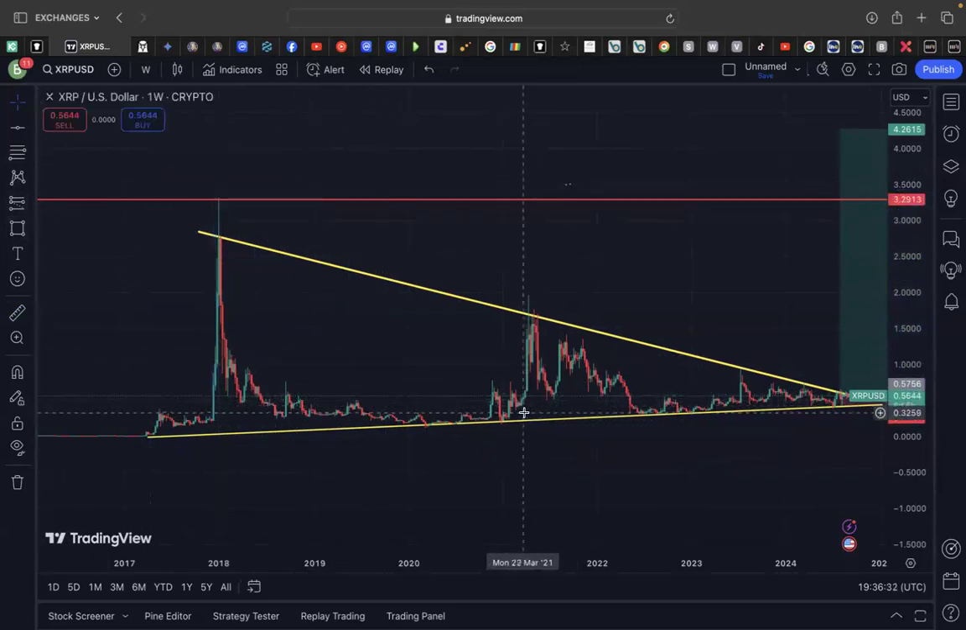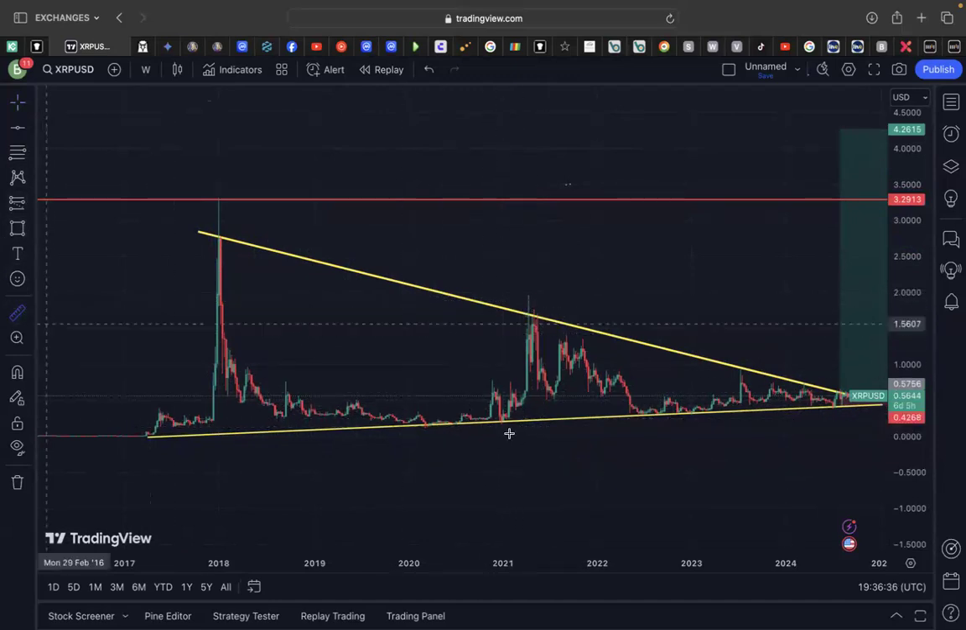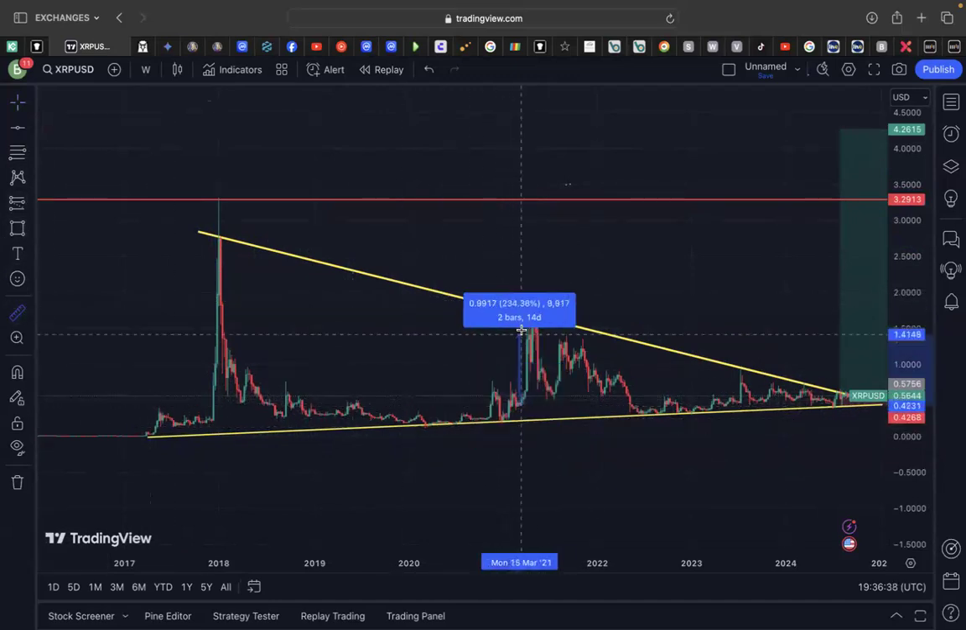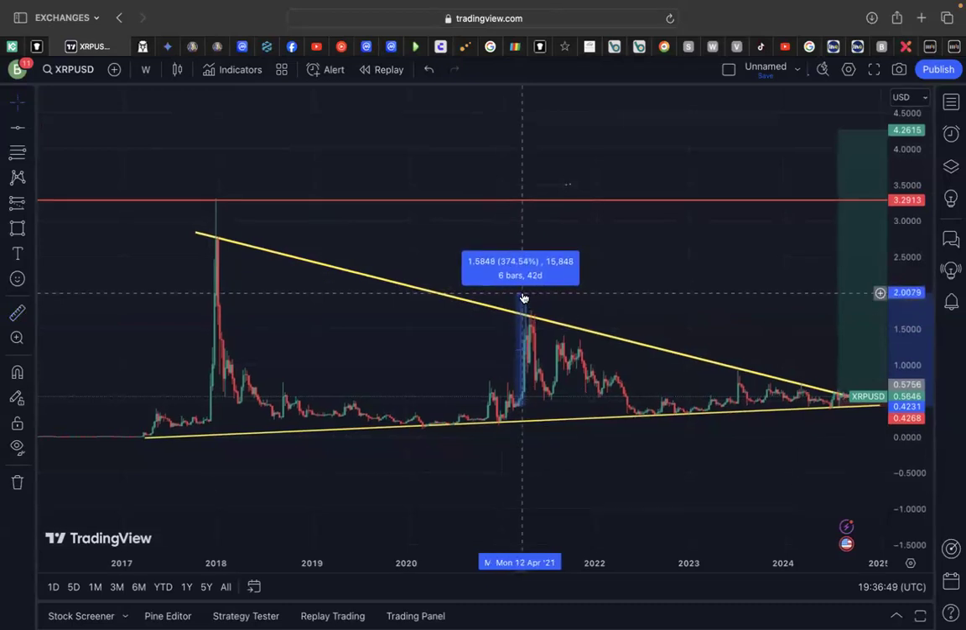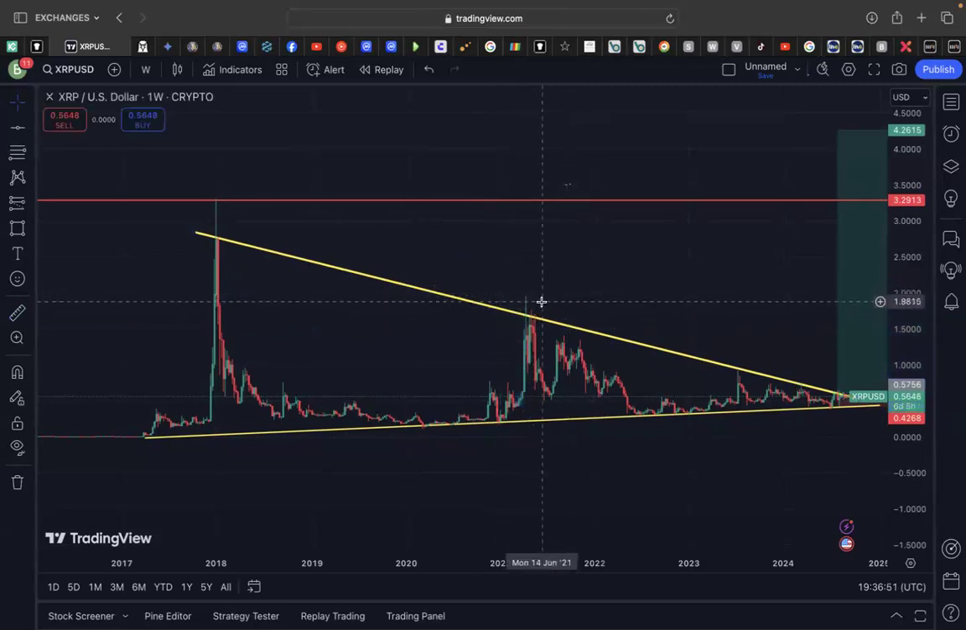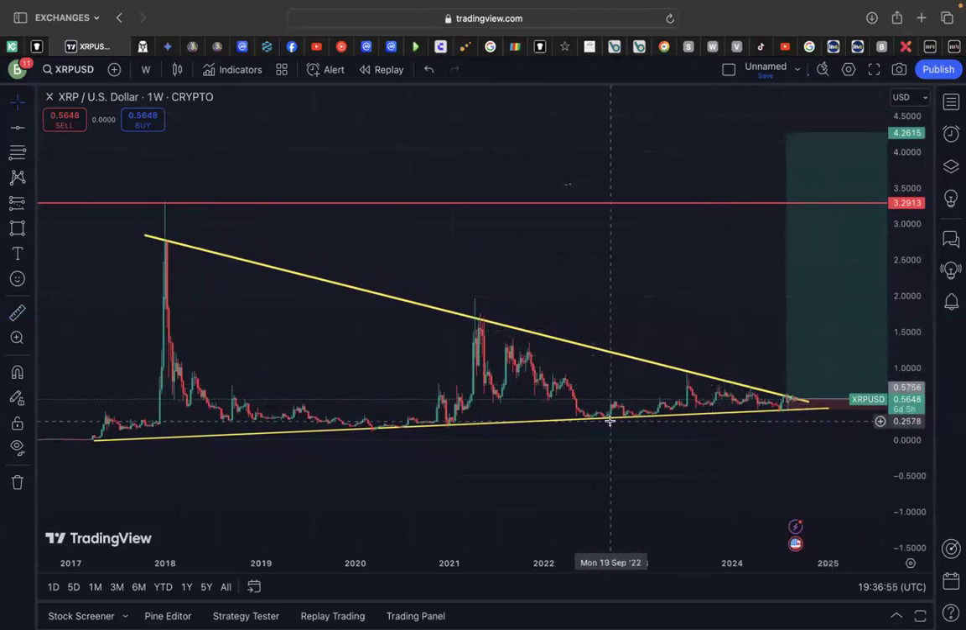Here we have another 30-day move, also some big movement right here. Plus minus 400% in just under a month, 30 to 35 days. So we've been moving sideways ever since.